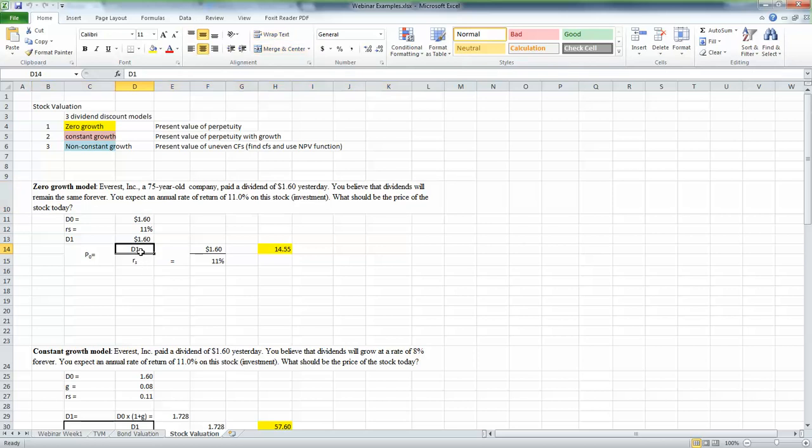Here the payment is D1, which is basically your next dividend. But this one is $1.60, so it does not really matter. It was $1.60 just paid yesterday, so next time it's going to be $1.60 also, right? D1, D2, whatever dividend, is still going to be $1.60. So I put D1, and the discount rate is the cost of capital for the stock, which is 11% here. All you need to do is divide $1.60 by 11%. Okay, you get $14.55.